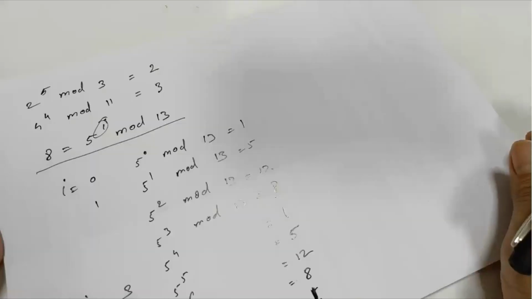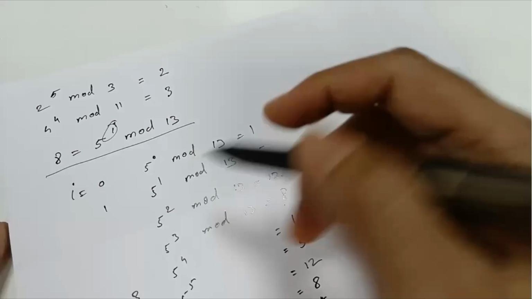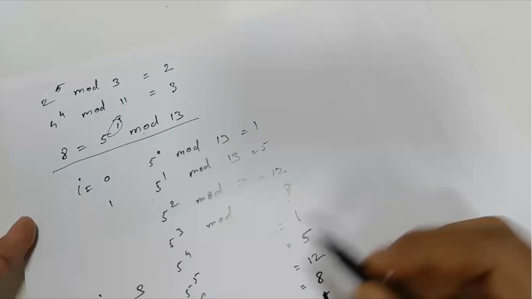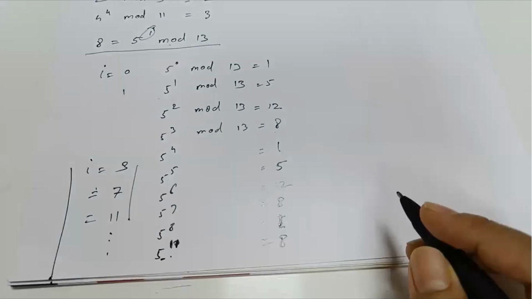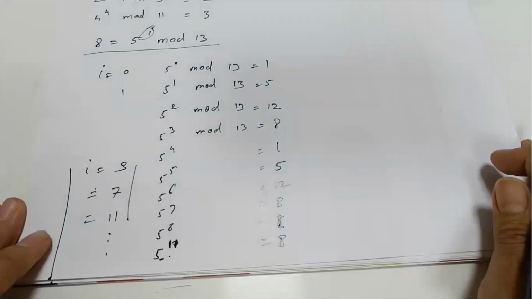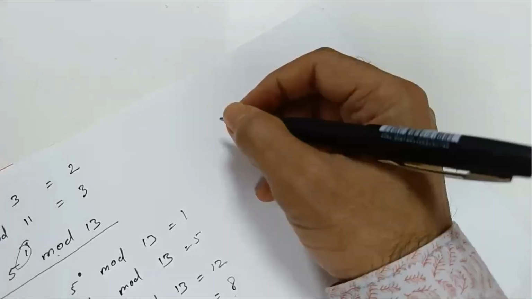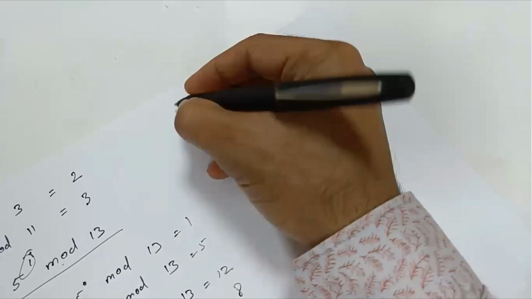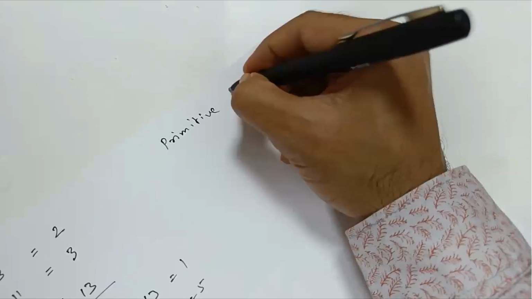So in the discrete log, what we should do is find such a calculation where i is unique. Okay, so i is unique or distinctive. That has to be the condition for the discrete log. Okay, so what will be the condition here? And that condition is called a primitive root.